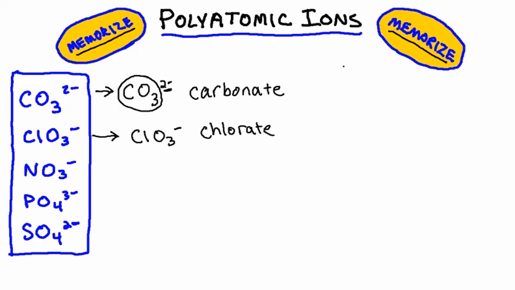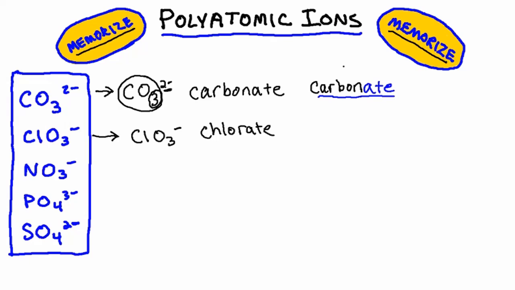As you can see, with this first one, the element that we're dealing with besides oxygen is carbon. When you put carbon together with 3 atoms of oxygen, because here's the 3 down here in the subscript, you can add on the ending -ate to carbon. So carbonate is going to mean carbon with 3 atoms of oxygen.